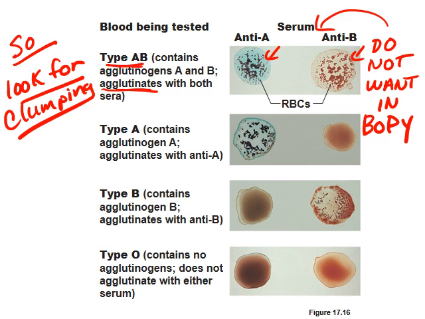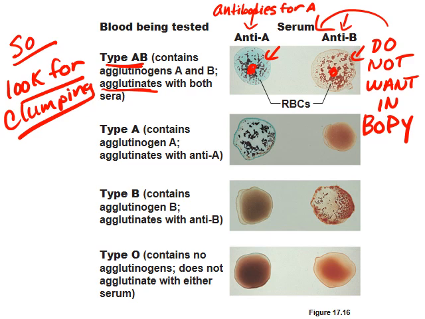So here's blood type AB. I put a drop of AB blood, and then I'm going to put serum. I'm going to put anti-A and anti-B serum. Anti-A serum means I have antibodies for A. So what does anti-B mean? I have antibodies for B.